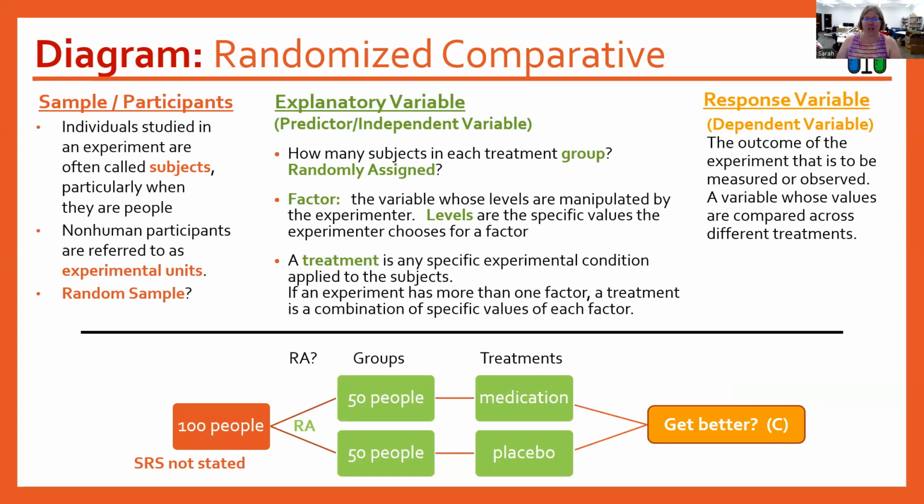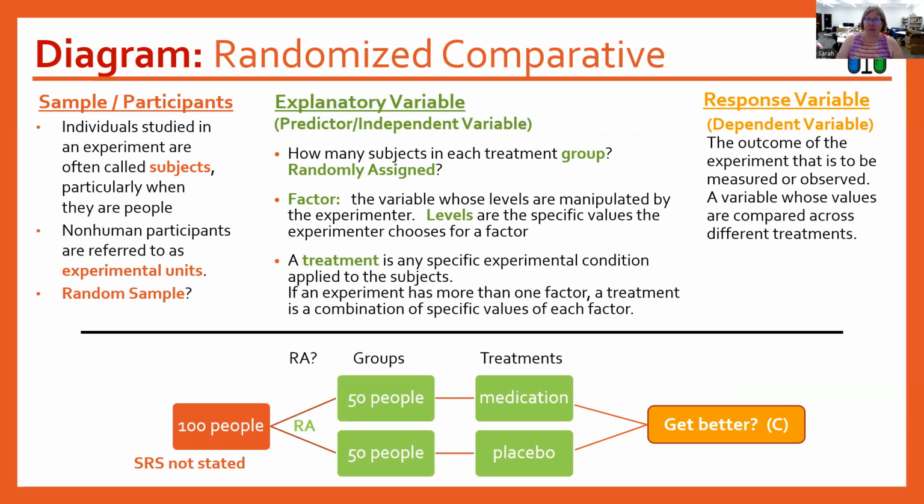We have a factor, and that factor is the variable whose levels are manipulated by the experimenter. And levels are the specific values the experimenter chooses for a factor. So if I'm testing a cold medication on these 100 people that are sick, and I have 2 levels here, either you're getting the medication or you're getting a placebo. You can have lots of levels. You could have a placebo, a 200 milligram, a 400 milligram, and an 800 milligram tablet. So you could have a variety of different things. In this one, I just have 2 levels or 2 treatments.